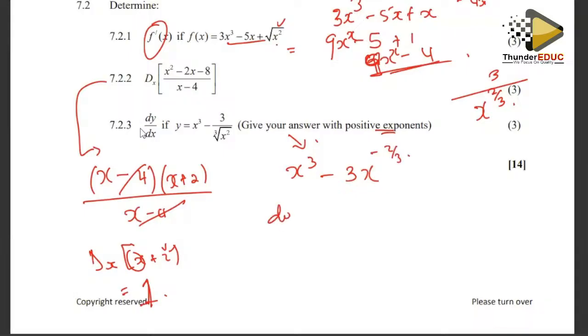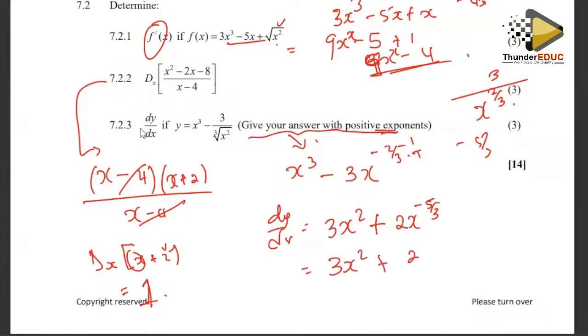Then let's find dy dx. The derivative is going to be 3x squared. This and that is going to be a positive 2x. When I subtract 1, it's going to be negative 5 over 3. Okay, that would be my answer. But because of this condition, now I have to take it down. So 3x squared plus 2 over x to the 5 over 3, or the cube root of x to the 5, either way. Okay, so that is that.